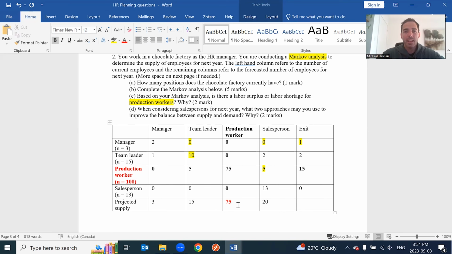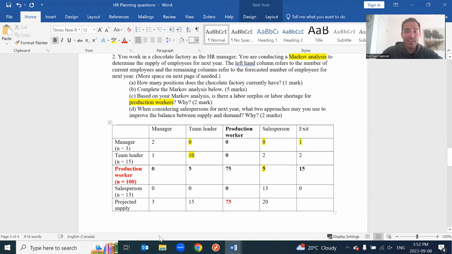Now this question doesn't say whether the demand is going up or down, so you assume that it's stable. Again, a poorly worded question. Assuming that the demand isn't changing and you need to maintain the same number of production workers next year, it would appear that you have a labor shortage. That the supply of production workers is lower next year than currently. So if you have a labor shortage, you need to hire more.